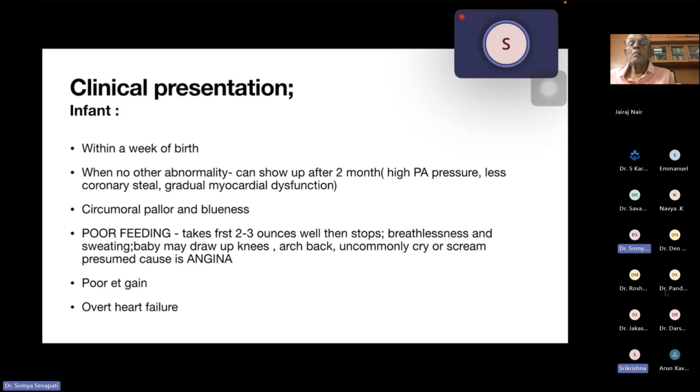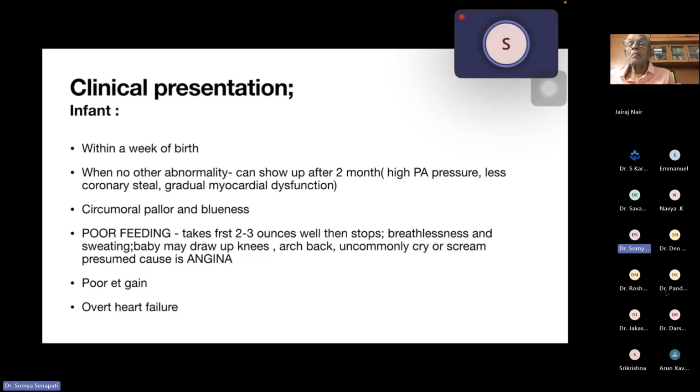In infants, they present within a week of birth, and when no other abnormalities are there, they can show up after 2 months also, because in this period, because of high PA pressure, there is less coronary steal. So hence, the myocardial dysfunction is gradual. They can present with sarcomoral pallor and blueness, and the most evident sign is poor feeding and poor weight gain.